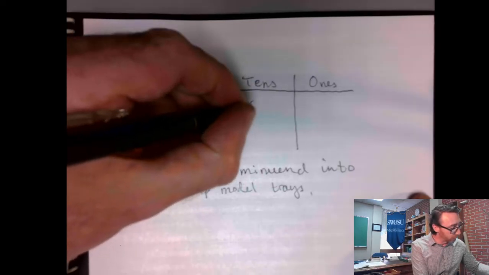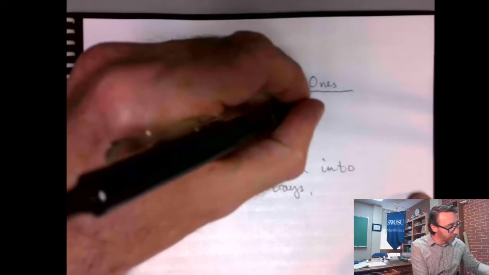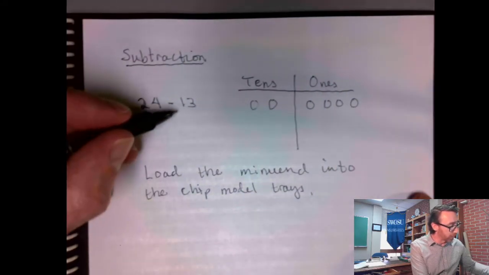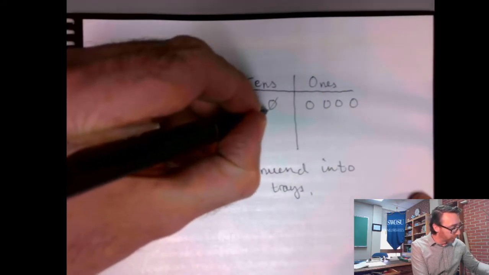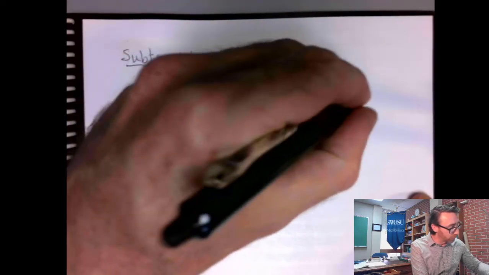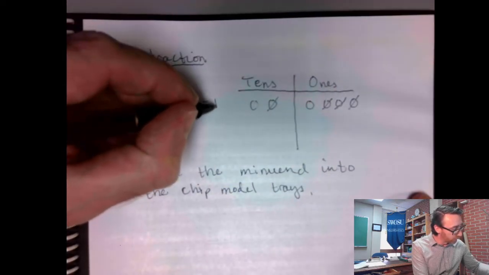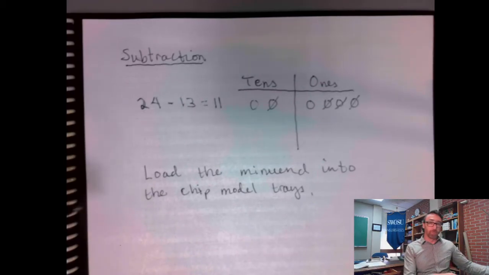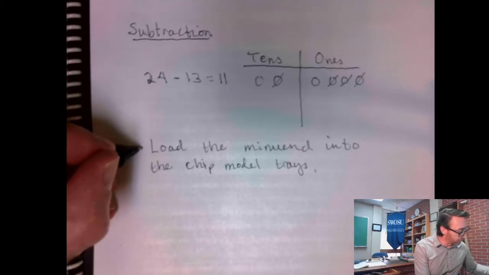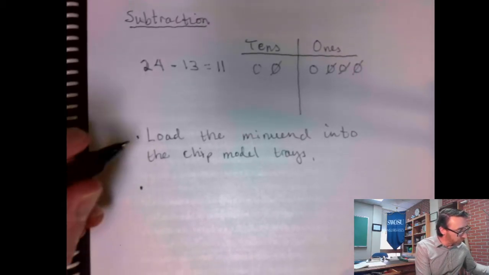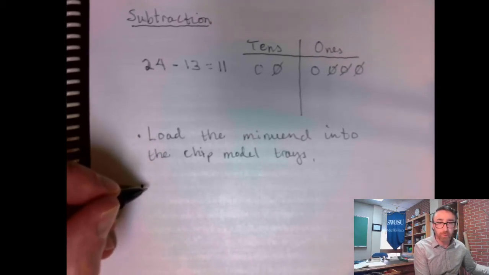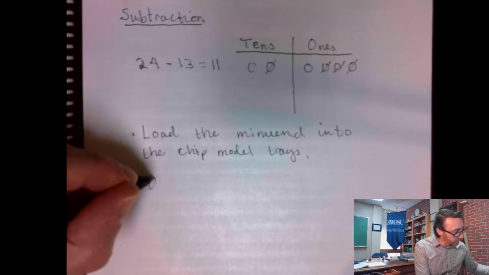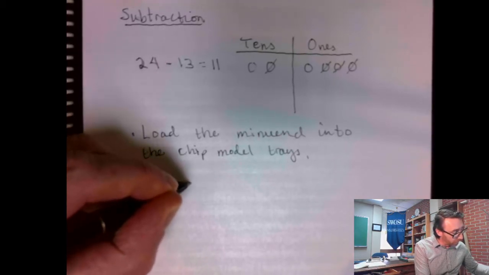Okay, so we're going to load in the 24. That's 2 tens and then 4 in the ones. And we take away 1 ten and 3 ones, and we can read off the difference as 11. Okay, pretty easy operation. Now, when you're doing a subtraction problem, you don't need to rebundle, you might need to unbundle.